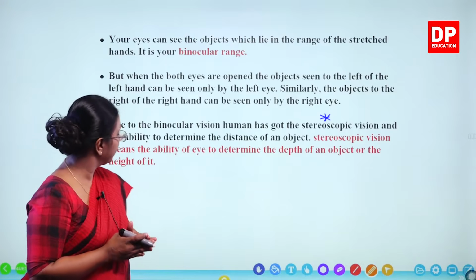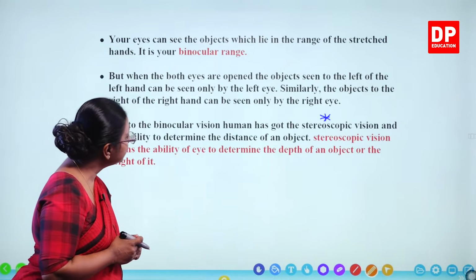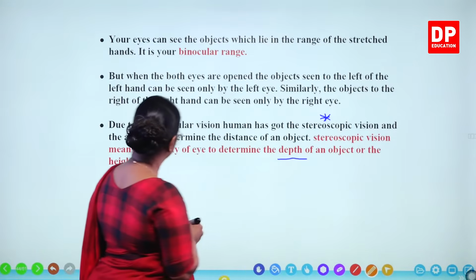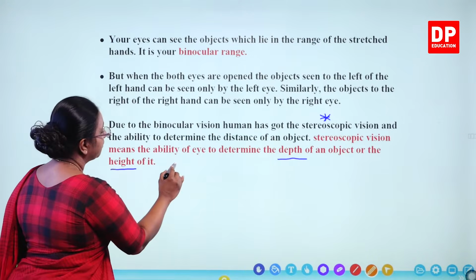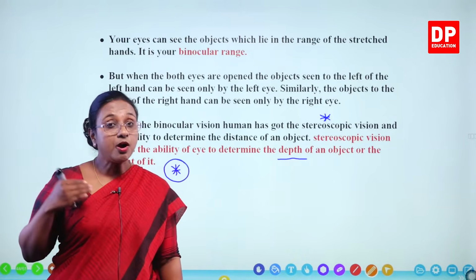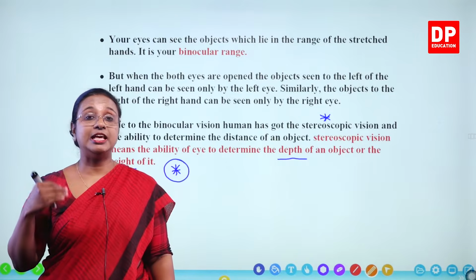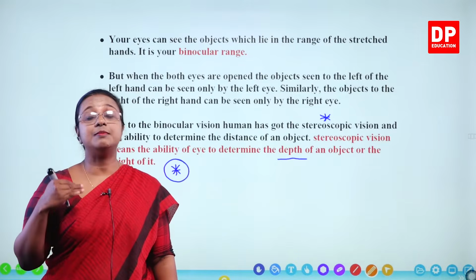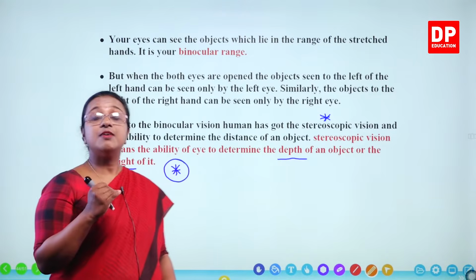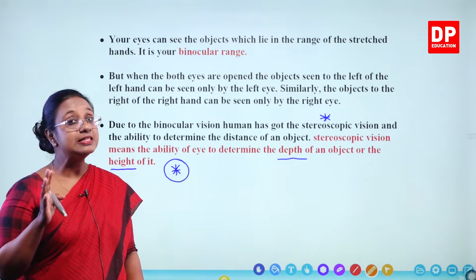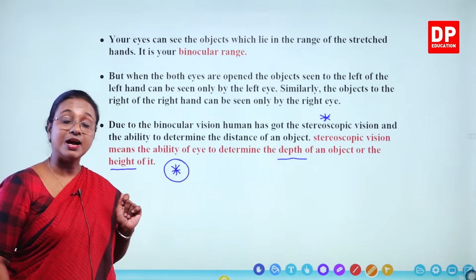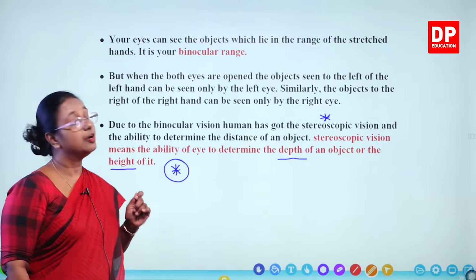So, stereoscopic vision means the ability of the eye to determine the depth of an object or the height of an object. This is very, very important. Because we have binocular vision, we are able to determine the depth or the height of the object. So, that is very useful to us. Is that clear to you all students? So, now we will try to understand what this stereoscopic vision is.